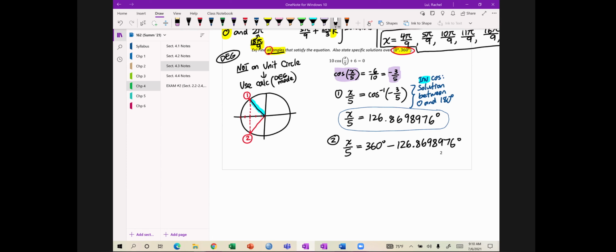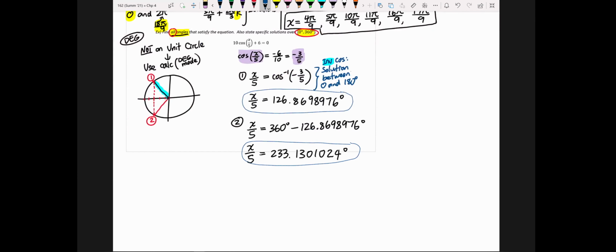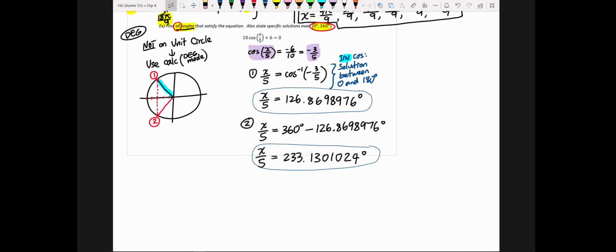Okay. And we can see that from the symmetry. If we do 360 degrees minus that 126.8, we're going to land on solution 2. So let's see what solution 2 is. This is not a final answer yet. We're still only in step 2, so we do not want to round when we are in what we call the intermediate steps. This is 233.1301024 degrees. Okay, so we've just finished step 2. We got the solutions between 0 and 360 degrees.